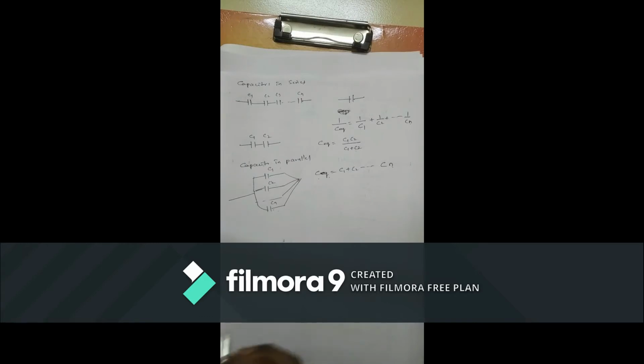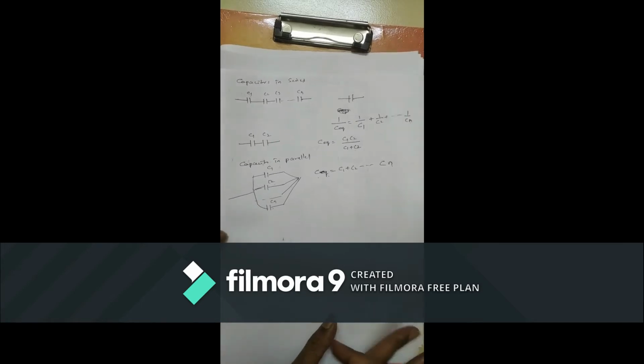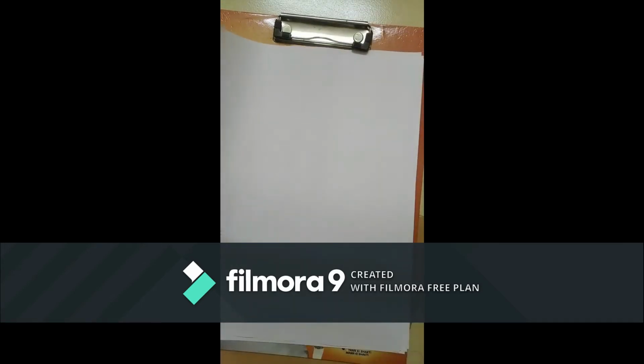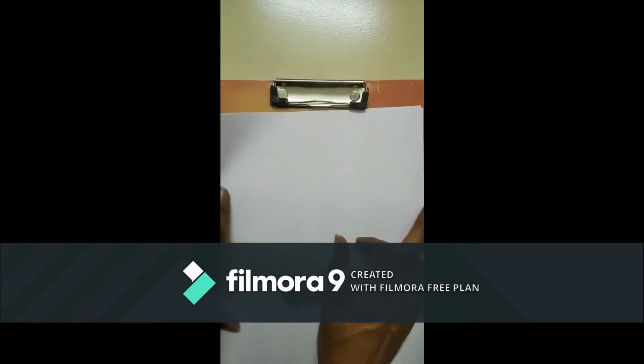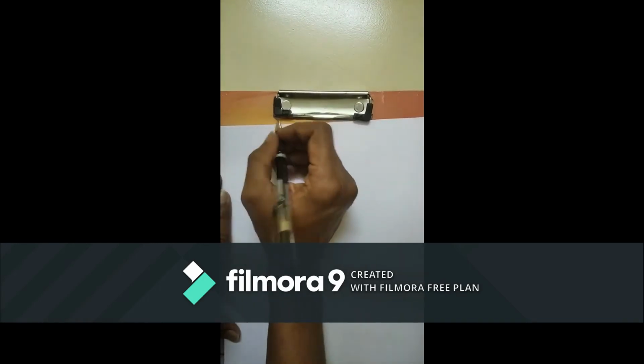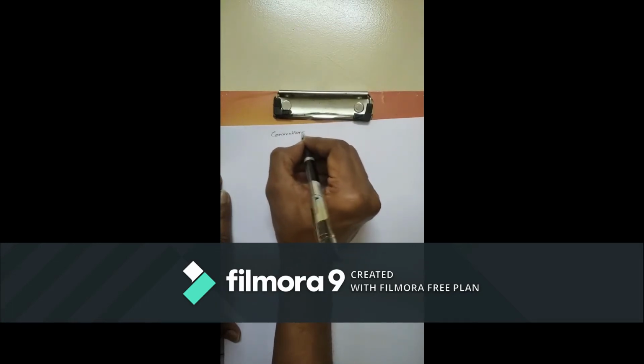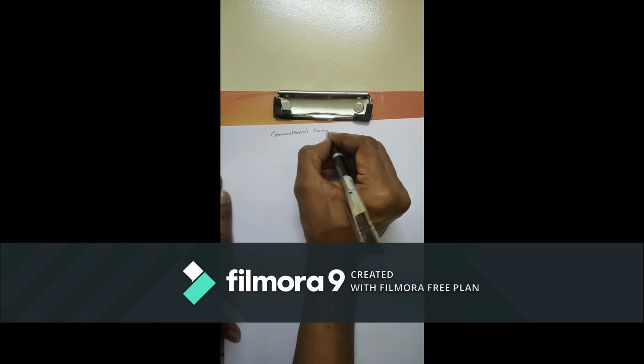Based on this I will give some assignment. You solve the assignment. These are basically simple concepts. You already studied them in basic electrical engineering and in physics. I don't want to waste much time on this. We'll move to the next concept. The next concept is an important concept, conventional current.